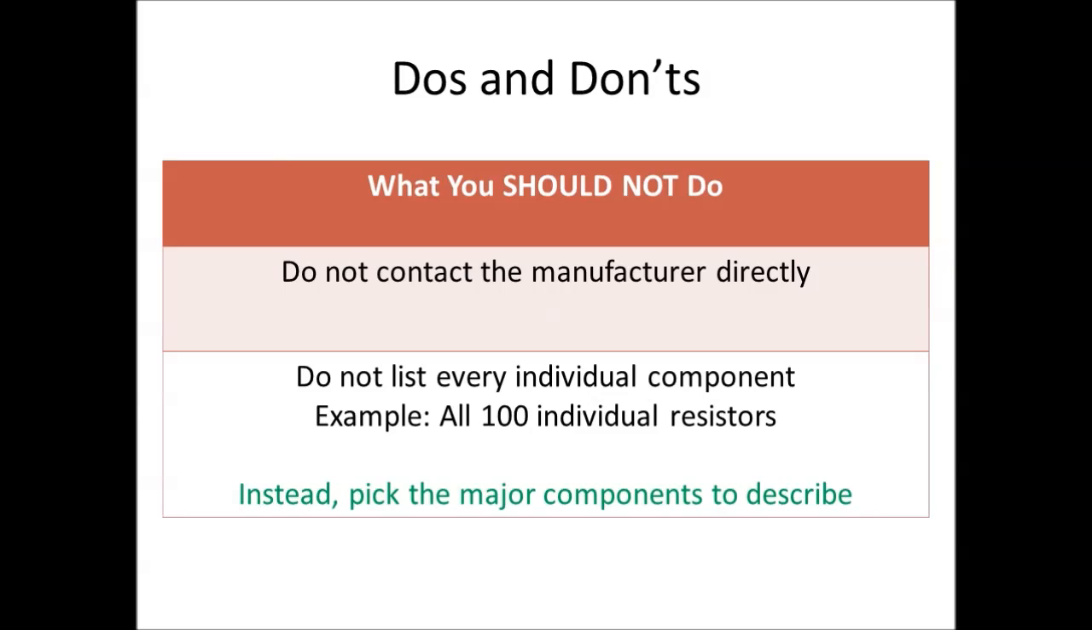So you want to have a bill of materials, but include the most important electronic components. If there's 100 resistors, don't list all 100 of them. Just list that there were 100 of these resistors inside of the machine. So just pick the major components to describe.